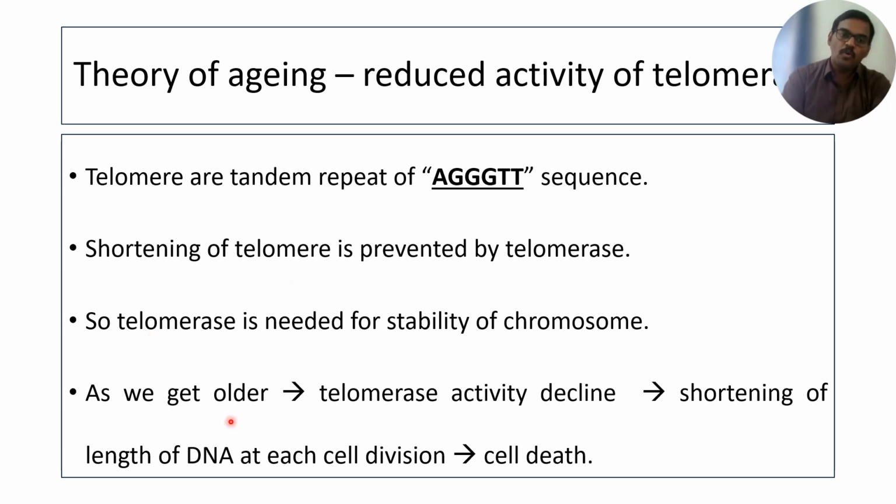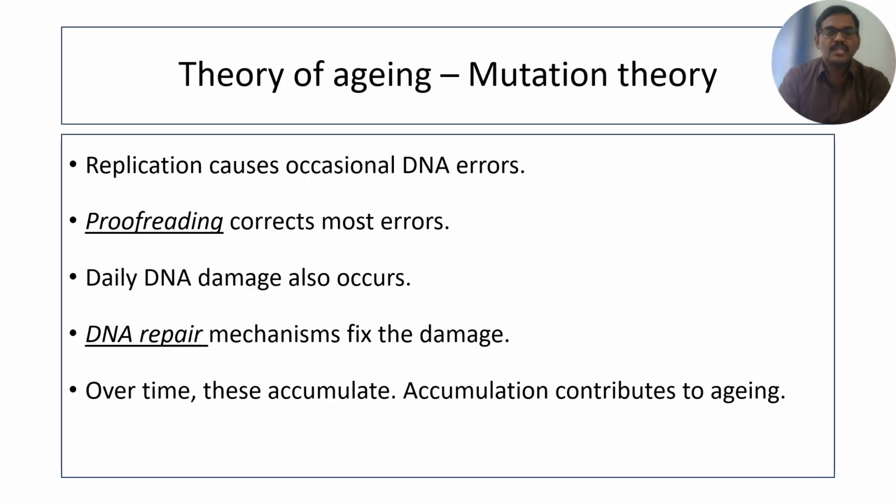So as we get older, this telomerase activity will decline. It will reduce. So because of that, shortening of DNA will occur. That will result in cellular damage, cell death, and aging. So this is how aging will occur due to reduced activity of telomerase. The next theory of aging is the mutation theory.